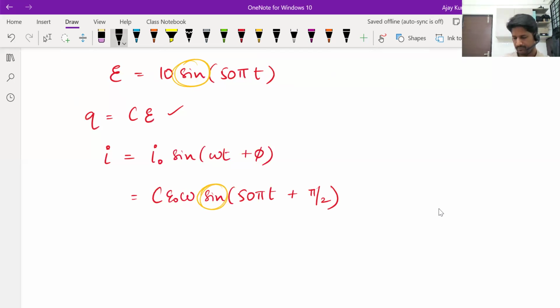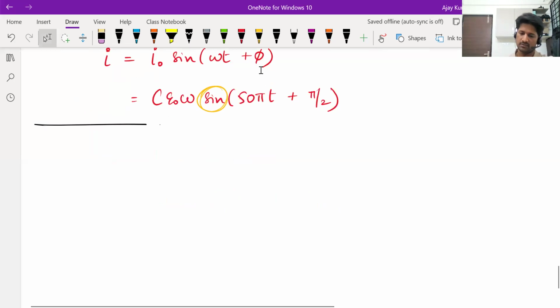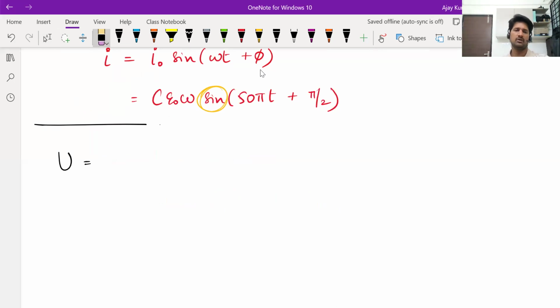So based on the capacitance and the EMF that you apply, you know how to tell the charge in the capacitor and the current through the capacitor. Once you know the charge on a capacitor, you should be able to tell the energy stored in it also. U is equal to, okay, I won't tell. One of you tell me, what is the formula for energy stored in a capacitor? There are 3 formulas. Tell me any one formula that you remember.